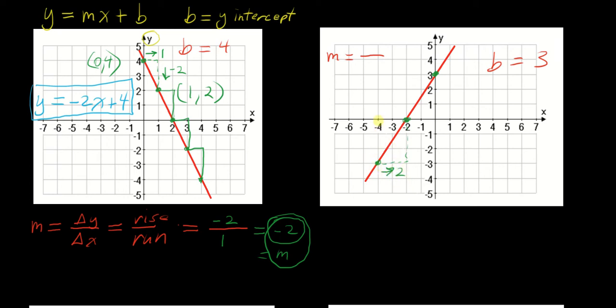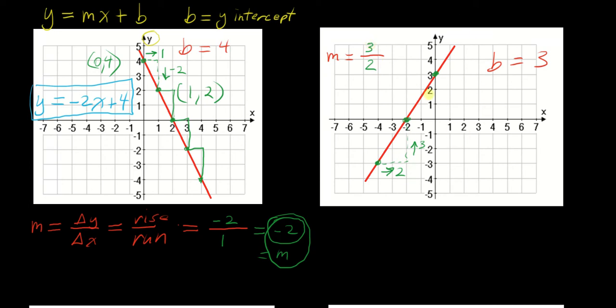When x went from -4 to -2, what did y do? Did it lose? Did it gain? Did it stay the same? Well, when we went from -4 to -2 of x, y went from -3 to 0. That was a change upward of 3. That's +3. And so in my slope, I'm going to put the change in y, which was +3, over the change in x, and this is my slope.